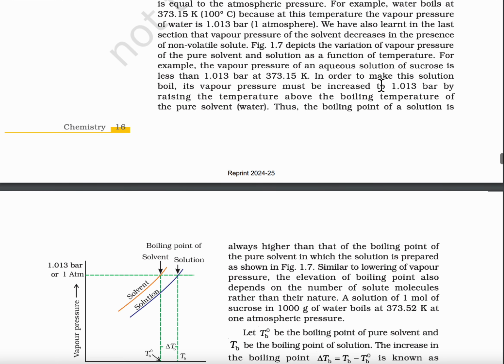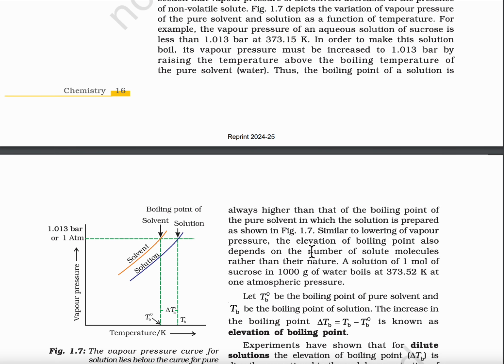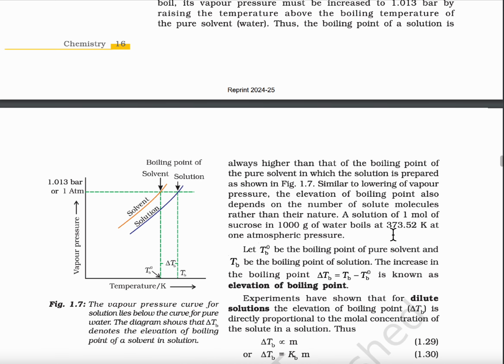Thus, the boiling point of a solution is always higher than that of the pure solvent in which the solution is prepared, as shown in figure 1.7. Similar to lowering, the elevation also depends on the number of solute molecules. So that is why we consider this to be a colligative property. It depends only on the number of solute molecules present rather than their nature. A solution of 1 mole of sucrose in 1000 grams of water boils at 373.52 Kelvin at 1 atmospheric pressure.